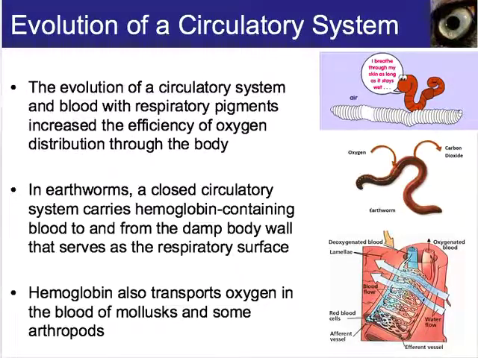What happened was these organisms would start to evolve and a circulatory system would evolve. So the evolution of the circulatory system and blood with respiratory pigments like hemoglobin increased the efficiency of oxygen distribution through the body. In earthworms, they have a closed circulatory system that carries hemoglobin-containing blood to and from the damp body wall that serves as a respiratory surface. So they exchange oxygen across their skin as well, but they have a closed circulatory system, which means that they have blood vessels, and they have vessels that carry oxygenated and deoxygenated blood. Hemoglobin also transports oxygen in the blood of mollusks, like clams and oysters, and some arthropods.